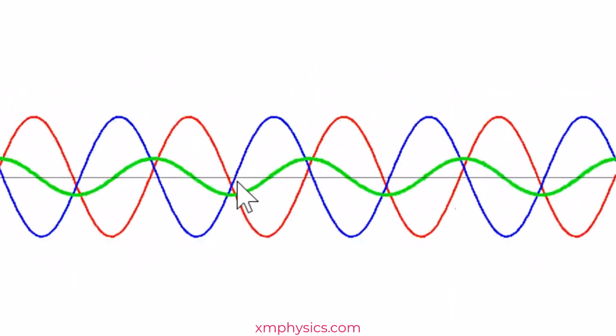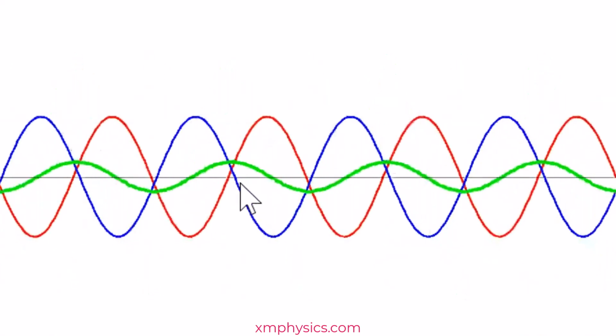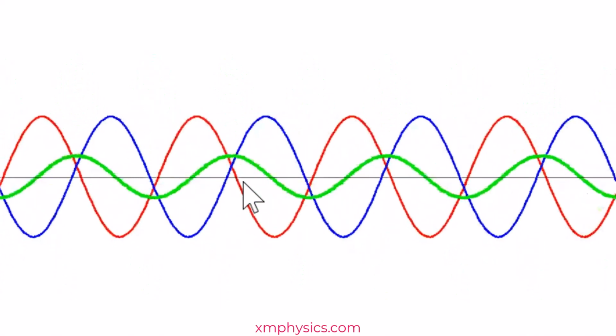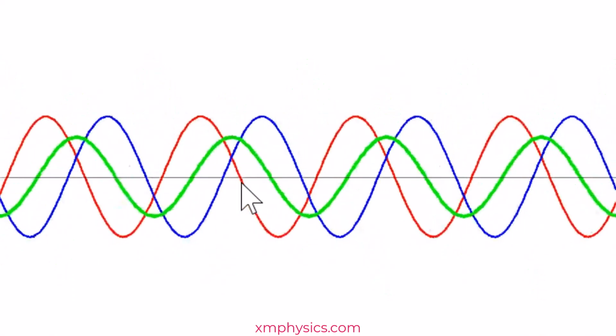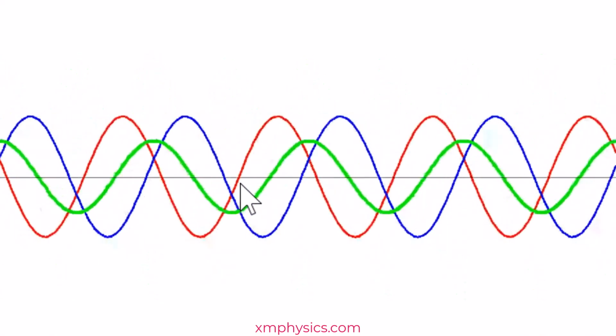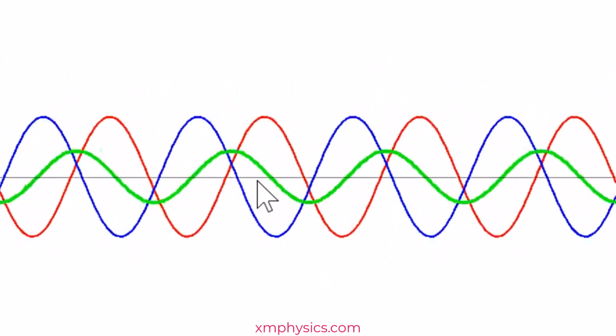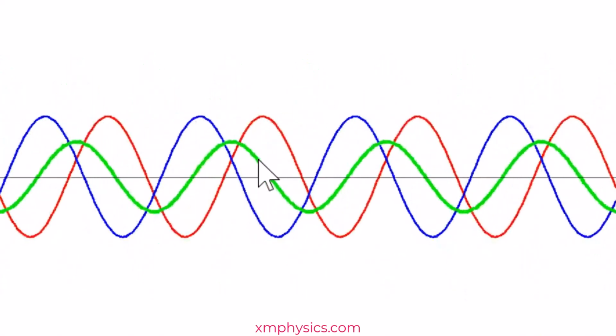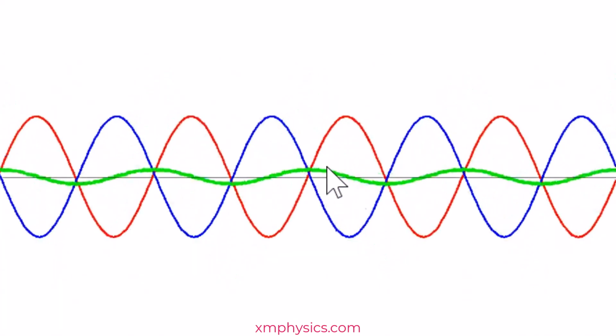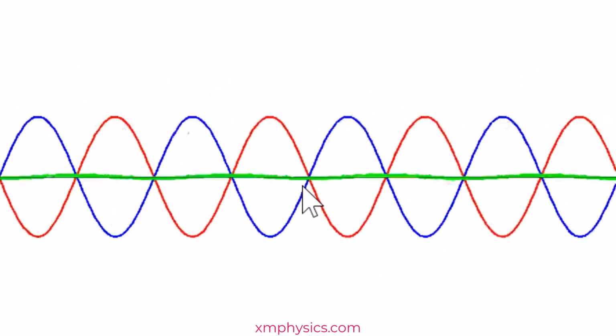Now, can you tell me the direction of the green wave? Is it moving leftward or rightward? It's not going anywhere, right? That's why it's called a stationary wave or a standing wave. There's something quite poetic about it, isn't it? The red wave is moving rightward, the blue wave is moving leftward, but when they superpose, we get a wave that's moving nowhere. A standing wave.